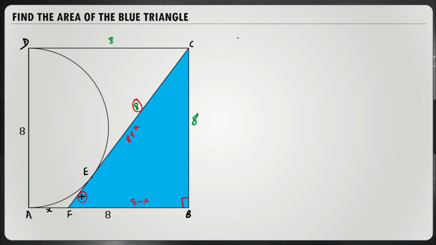So the hypotenuse: 8 plus X squared is equal to 8 minus X squared plus 8 squared. This is the key part of solving this problem. So let's find it. 8 plus X squared is the same as X plus 8 squared. So that'll be X squared plus 16X plus 64, equal to 64 minus 16X plus X squared plus 8 squared, which is 64.